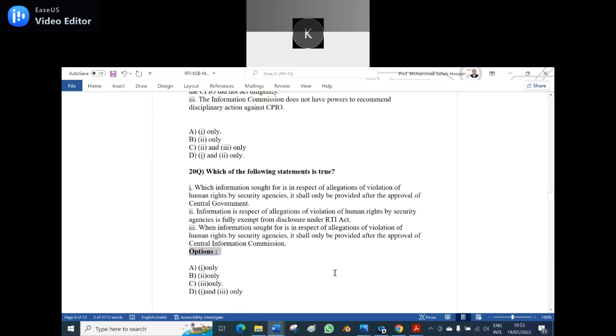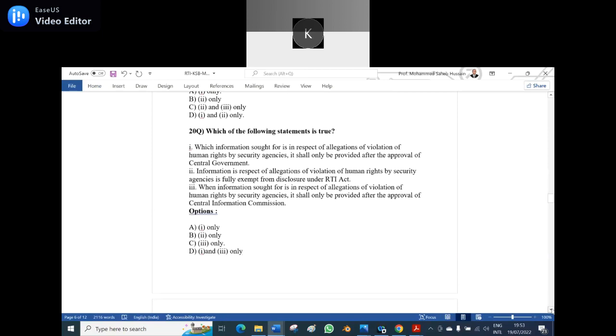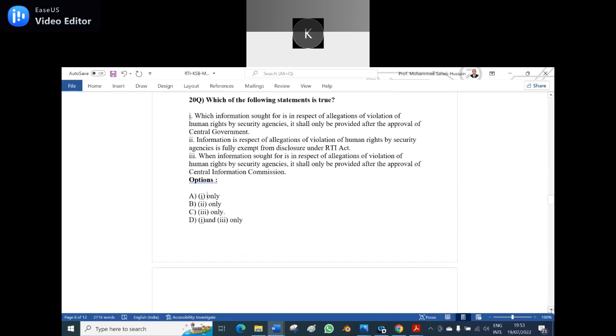20th question. Which of the following statements is true? 1, when information sought for is in respect of allegation of violation of human rights by security agencies, it shall only be provided after the approval of central government. 2, information in respect of allegations of violation of human rights by security agencies is fully exempt from disclosure under RTI Act. 3, when information sought for is in respect of allegations of violation of human rights by security agencies, it shall only be provided after the approval of Central Information Commission. A, 1 only, B, 2 only, C, 3 only, D, 1 and 2 only.